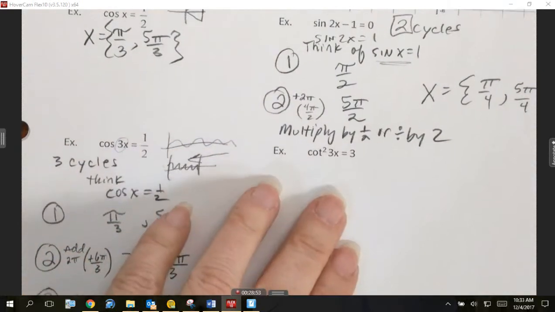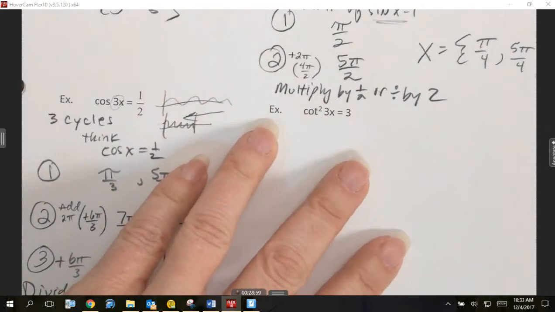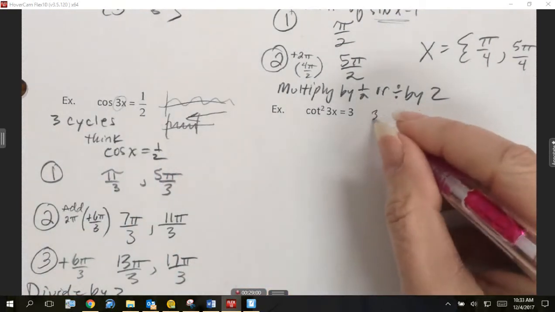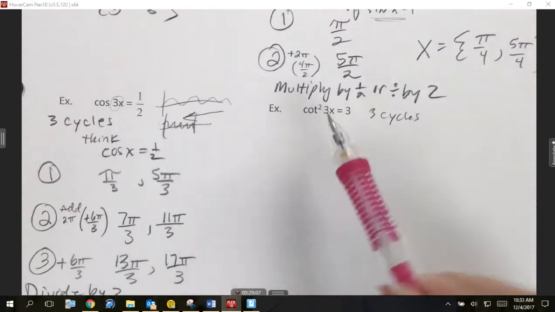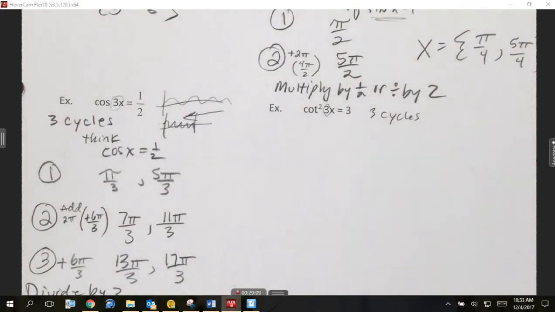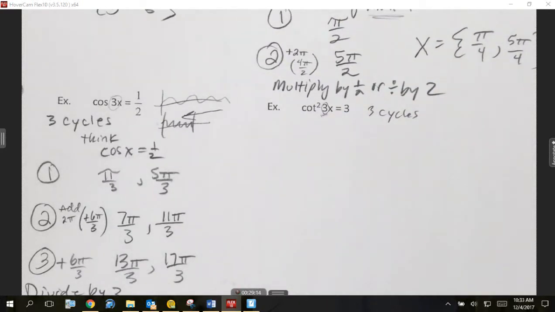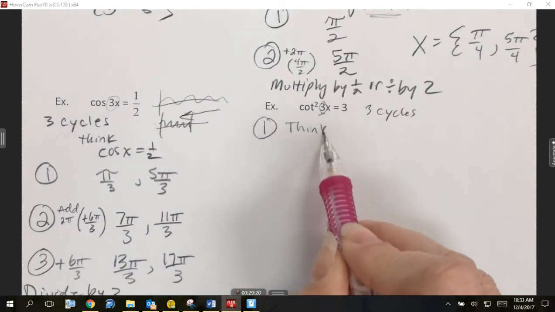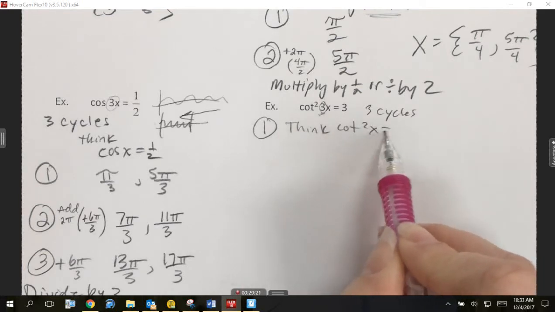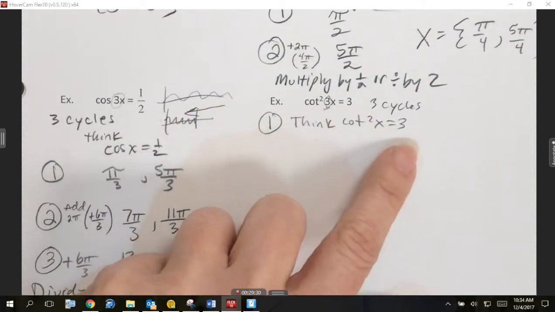All right, the last one is cotangent squared 3x equals 3. So how many cycles? There will be 3 cycles. The square is going to give us the amount of x-intercepts, but this number right here just tells me how many cycles. So for the first cycle, I'm going to think of just cotangent squared x equals 3. I'm going to ignore the horizontal shrink for a moment. I'm just going to solve for cotangent squared x.